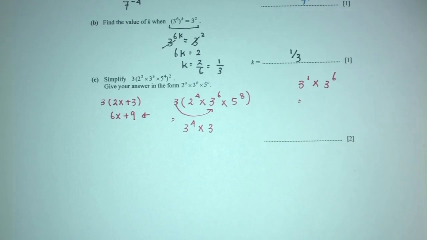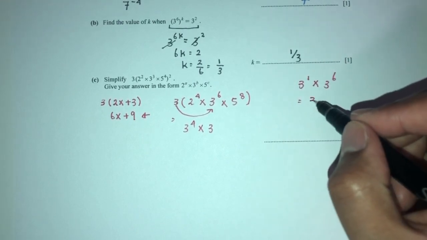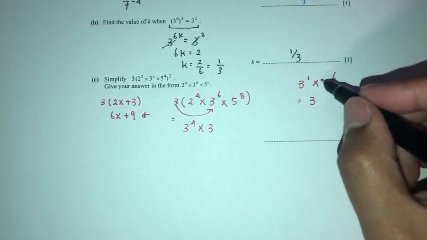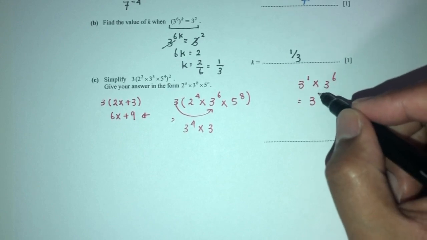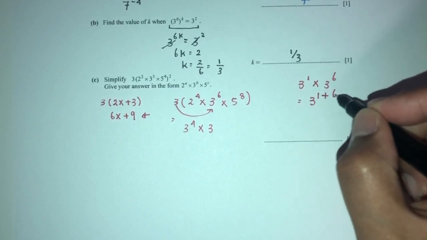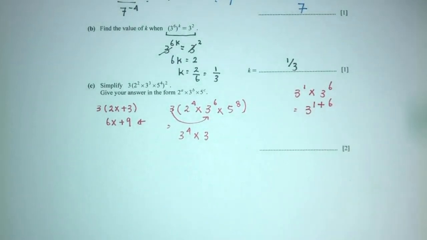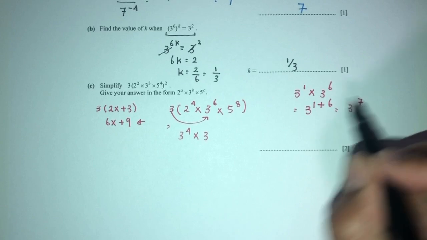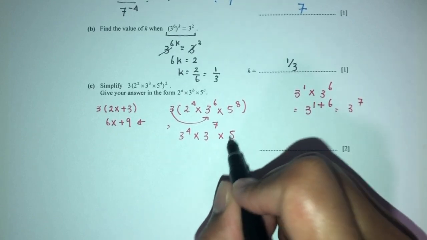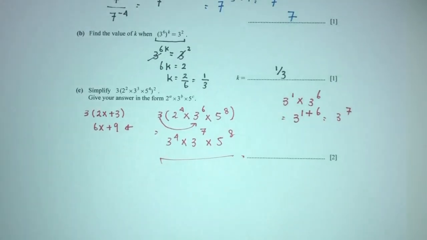As we have seen in indices, the bases are the same, become one big base, because here we have multiply, become plus. So here we have 1 plus 6. Compared to divide, here was minus, so multiply will become plus. You have 3 power 7, so 3 power 7, and here we have 5 power 8. And that will be part C of your answer.